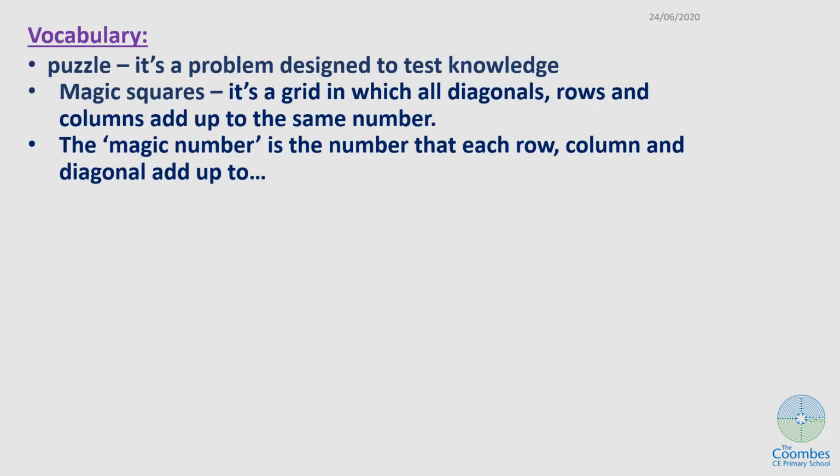There are a few vocabulary that I want to explain. First, a puzzle. A puzzle is a problem designed to test knowledge. And a magic square is a grid in which all diagonals, rows, and columns add up to the same number. Now, the magic number is the number that each row, column, and diagonal add up to.